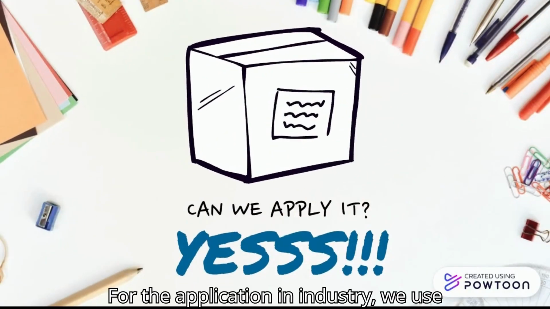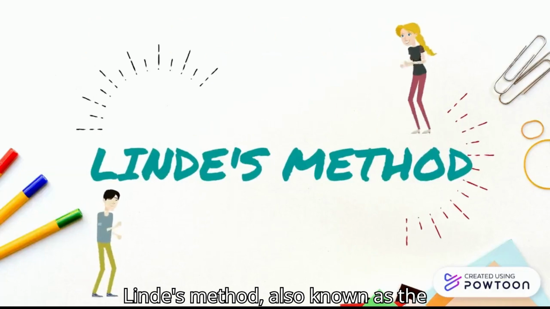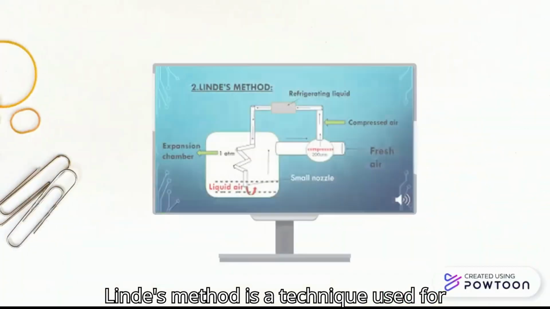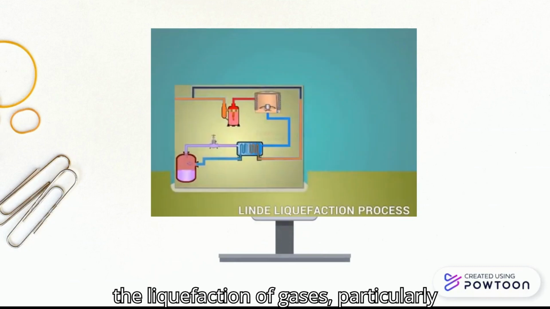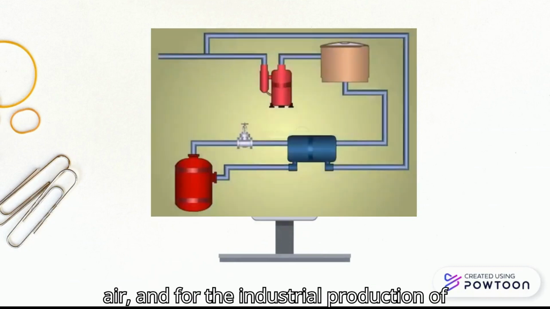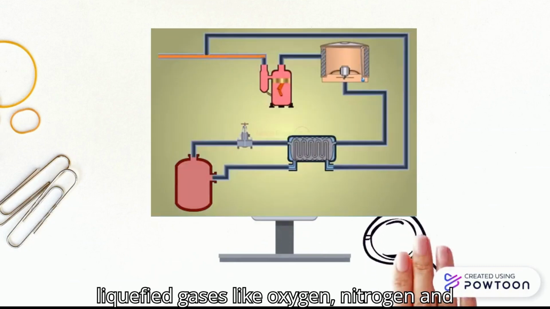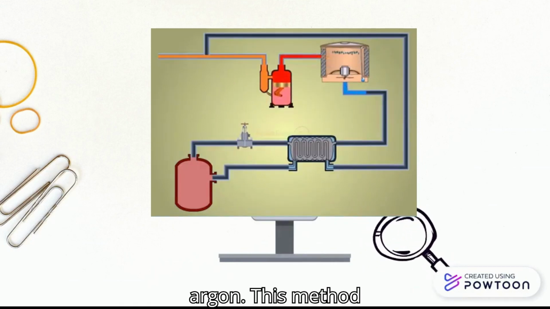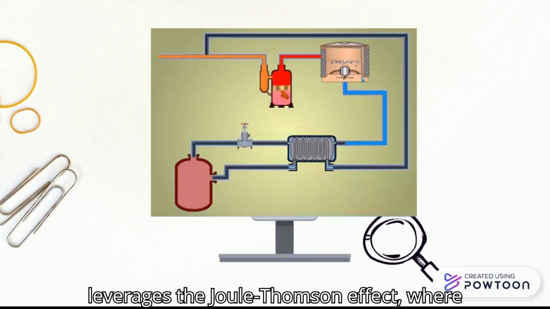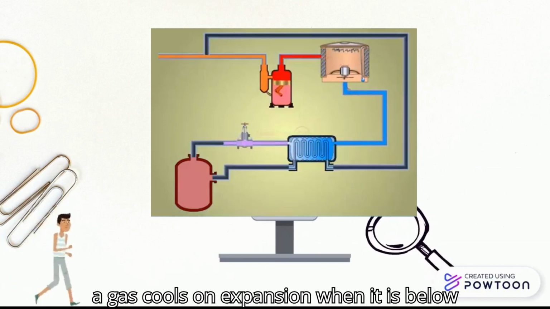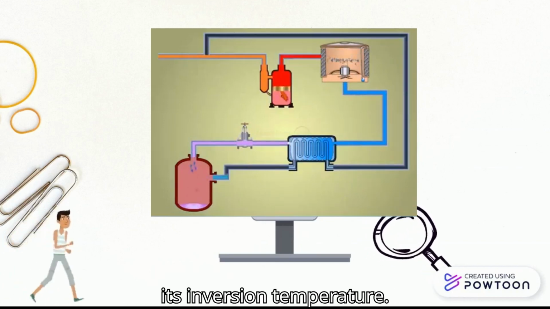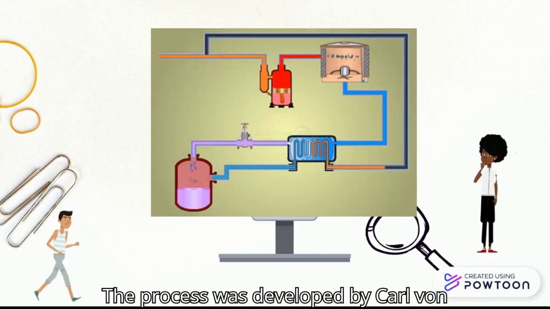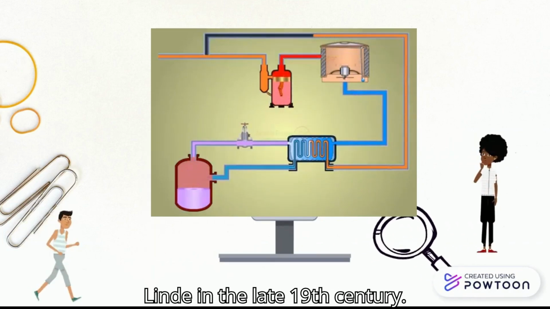For the application in industry, we use Linde's method, also known as the Linde process. Linde's method is a technique used for the liquefaction of gases, particularly air, and for the industrial production of liquefied gases like oxygen, nitrogen, and argon. This method leverages the Joule-Thomson effect, where a gas cools on expansion when it is below its inversion temperature. The process was developed by Carl von Linde in the late 19th century.